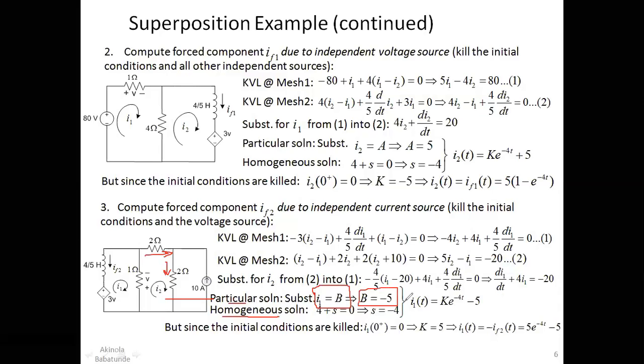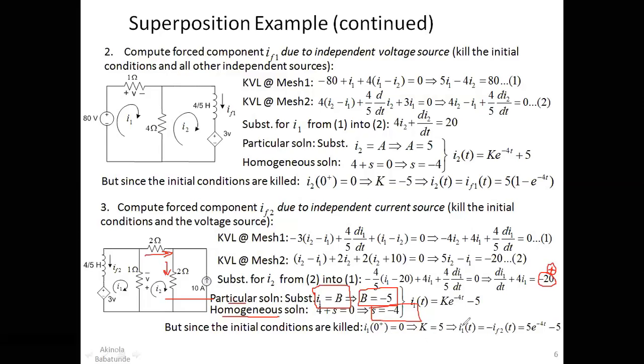To find your characteristic equation, from here you already know that what you're going to have is 4s plus 4 equal to 0. You're going to have s plus 4 equal to 0. This time around, you want to equate it to 0, because you're looking for the characteristic equation without this constant here. So once you do that, you have 4 plus s equal to 0, and then your s will be equal to minus 4.